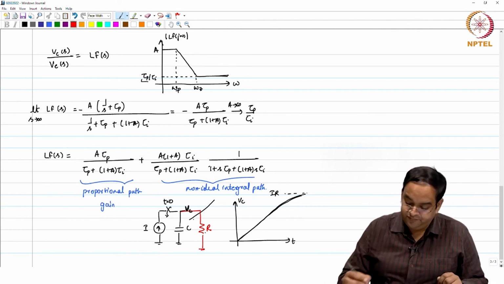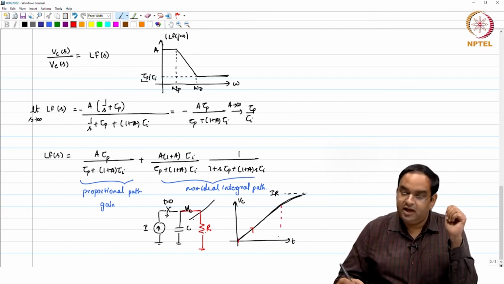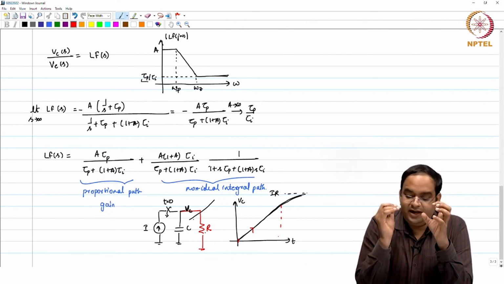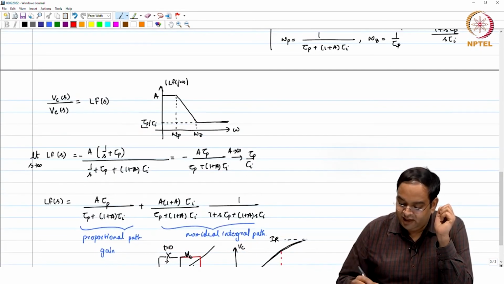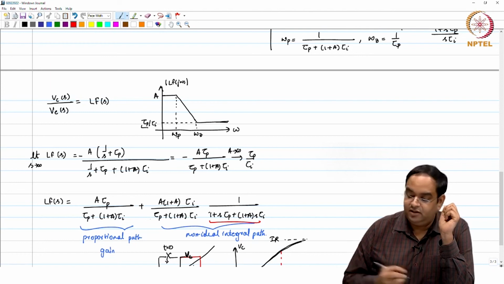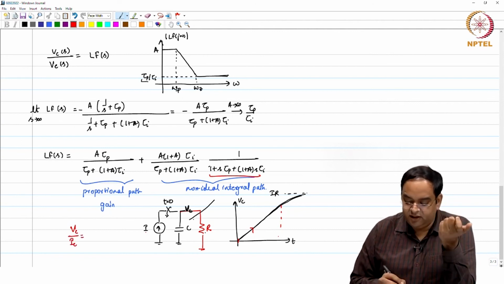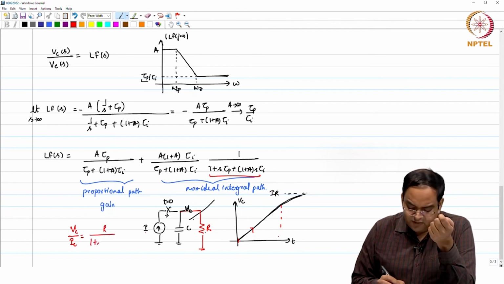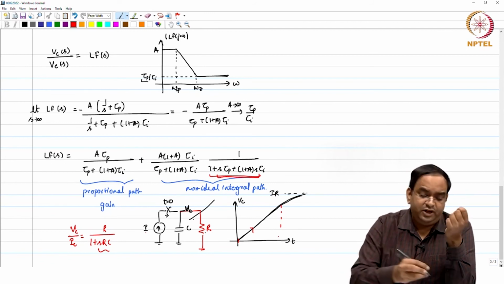Over a period of time, it behaves like an integrator only. So, this is a non-ideal integrator which is mimicked by having such a transfer function. You can also see from here that Vc by I in this case is nothing but R in parallel with C, which is R divided by 1 plus SRC. It is similar to what you have here. So, there is no difference.